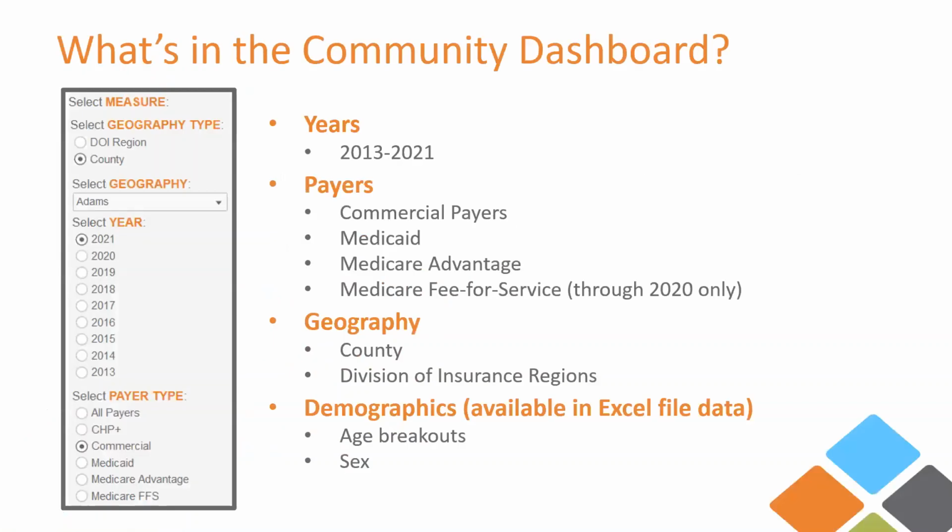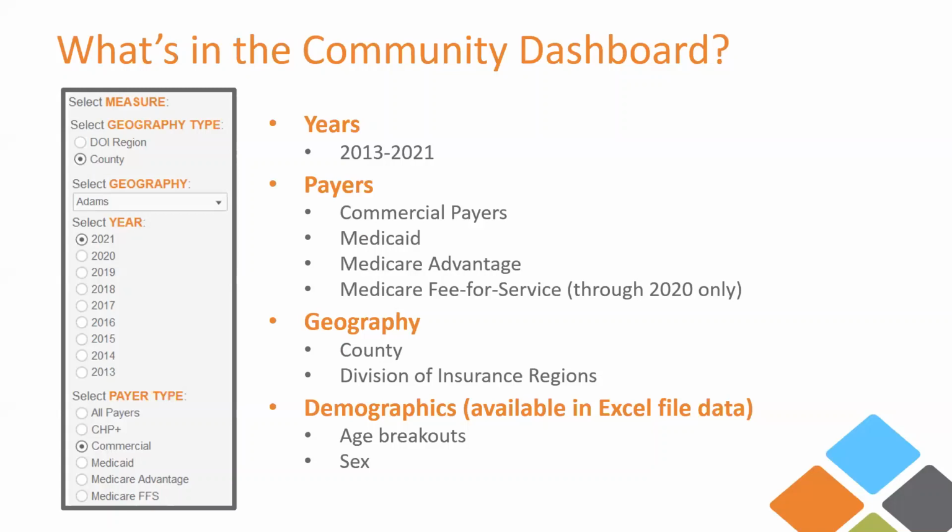So what's in the community dashboard? We have a number of measures, which I'll talk to you about, but all of them are available from 2013 to 2021 for the most part. The only caveat is Medicare fee-for-service, because of the timing of when we get that data. The Medicare claims only go through 2020 at this point in time. But we have all payers that are in the database, so you can look at the data by all the payers at once, or by commercial only, Medicaid only, Medicare Advantage, or Medicare fee-for-service only.